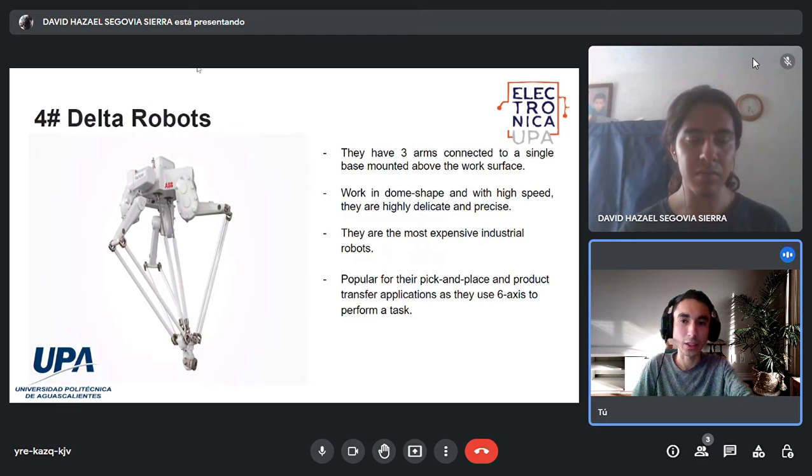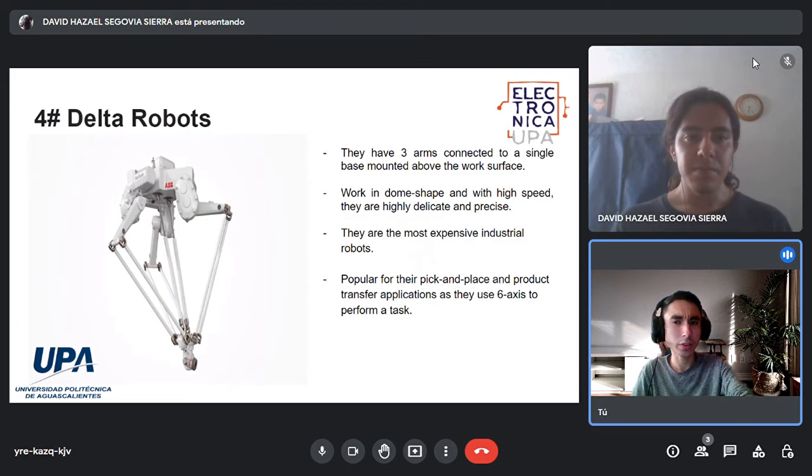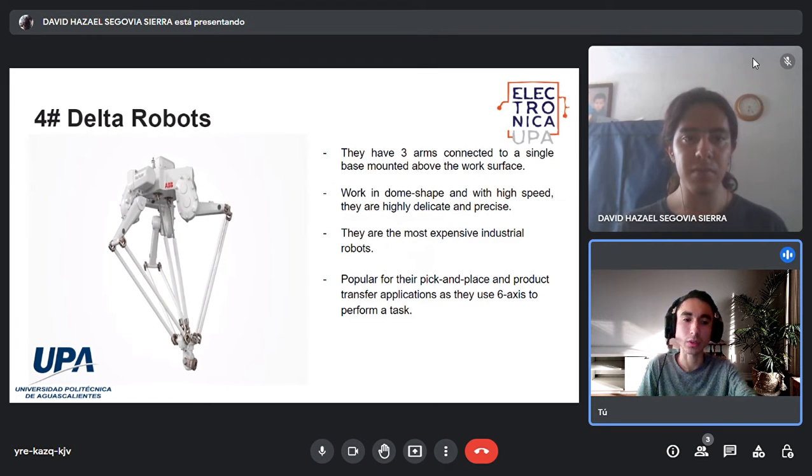And then, the next one is the Delta robot. These Delta robots are also known as parallel robots. They have 3 arms connected to a single base mounted above the work surface. Delta robots work in a dome shape and at high speed. They are highly delicate and precise. They are the most expensive industrial robots today. And they're popular for their pick and place and product transfer applications as they use 6 axes to perform a task.